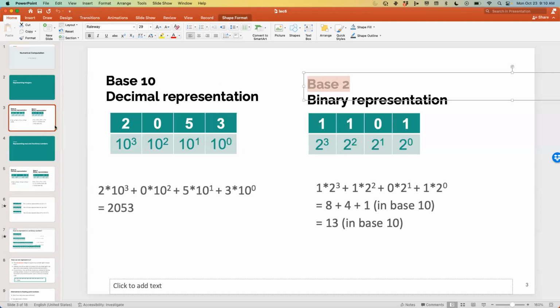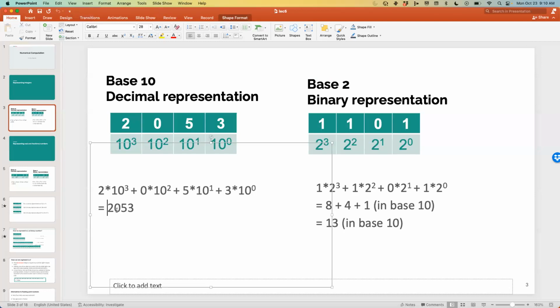When we type the number 2053, we interpret it as base 10, 2053. But when we store it in the computer, it's stored in base 2. It has to be converted into 0s and 1s. Okay, this is how it's being stored, as some 0s and 1s. So what is the base 2 representation? It will be some 0s and 1s, okay?